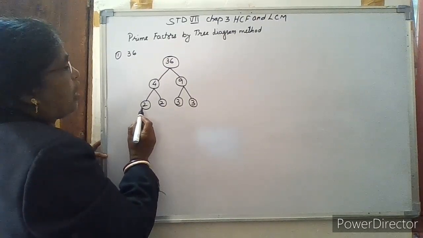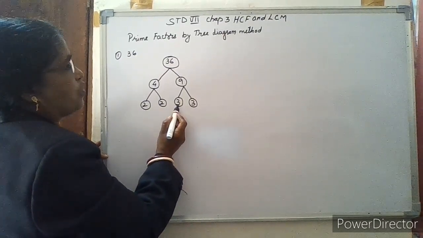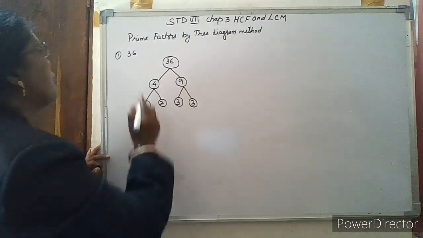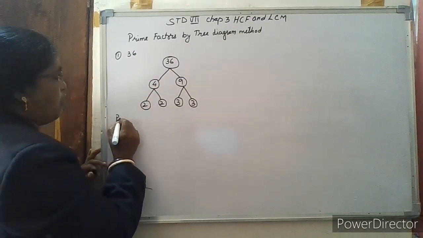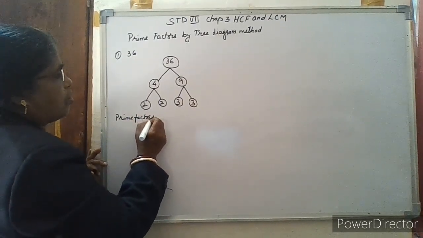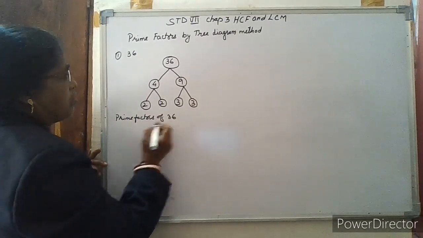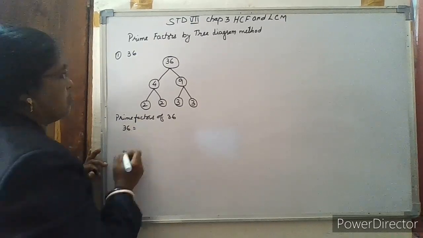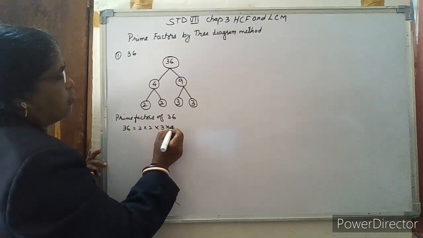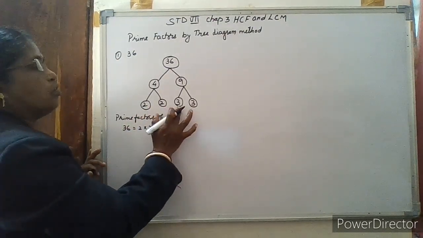So you see the last numbers 2, 2, 3, 3. These are all prime numbers. So therefore the prime factors of 36 are equal to 2 into 2 into 3 into 3. 2 into 2 into 3 into 3.